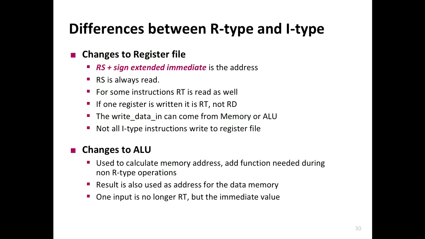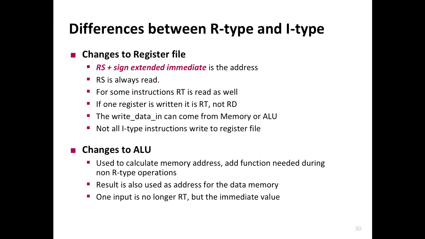And also, if you have only one input, it's no longer RT. If you have only one input, then the input comes in from the immediate value. So you need some changes here to one of the inputs. In a typical sense, you have RS and RT going in here, right? So you have two source operands typically for an R-type instruction. So you have add, RD, RS, RT, and this is going to be your RD typically.